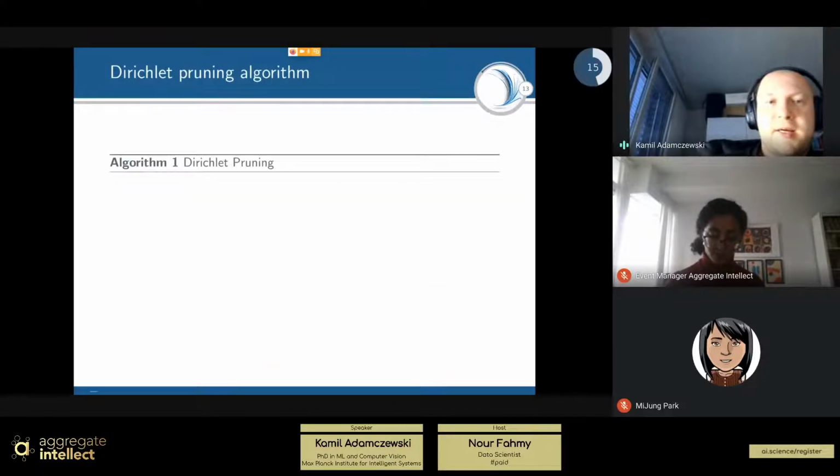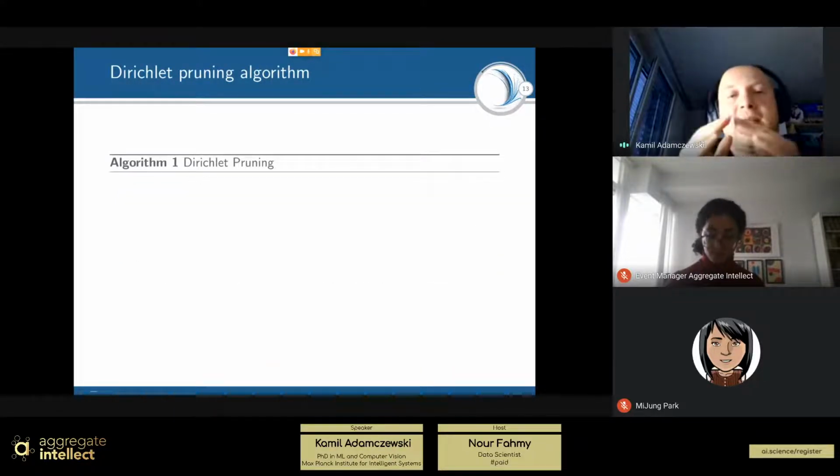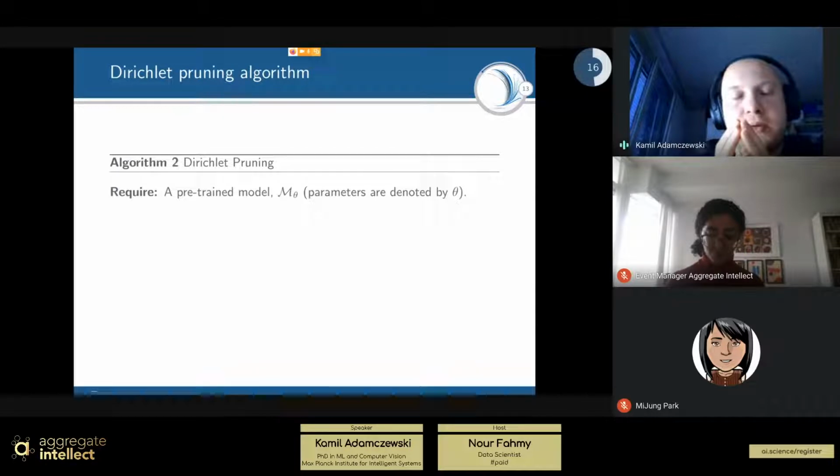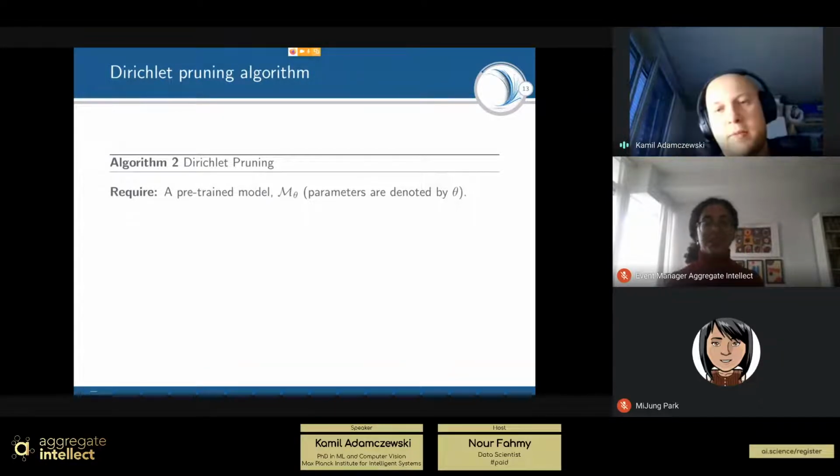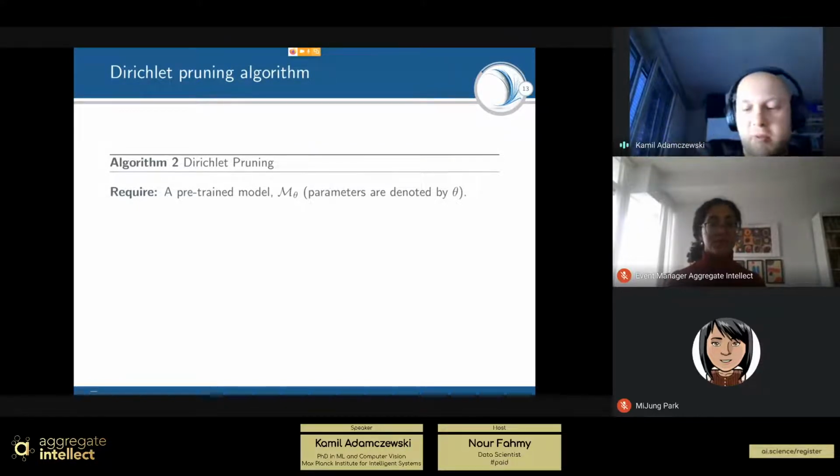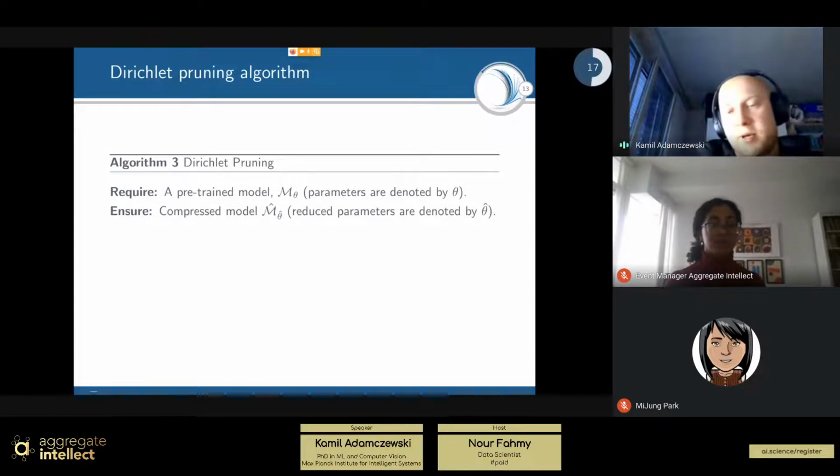Okay, so let us look at the algorithm overall, how it works. We looked at certain elements, and now let's put it all together into one algorithm. What we require is a pre-trained model. Then we will find the importance of the channels from this pre-trained model, and that becomes the base for our final model, which is a compressed model. This model will be a smaller, slimmer version of the pre-trained model.